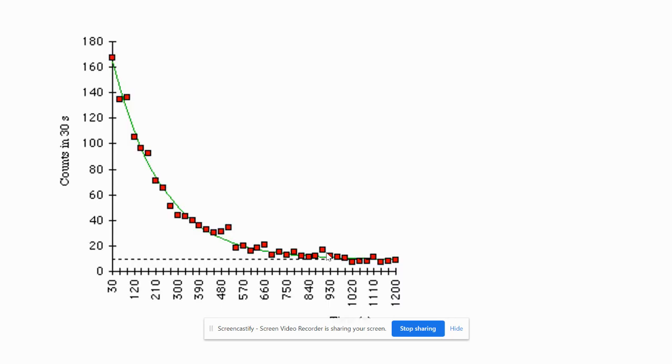So, moving on, this is the kind of graph we'd expect to see. On the y-axis, you can see that we have a count rate of sorts, counts per 30 seconds. On the x-axis, we have time. As you can see, as time goes on, the count rate is decreasing. What I'm going to do, first of all, in order to work out the half-life of this isotope, is add some lines.